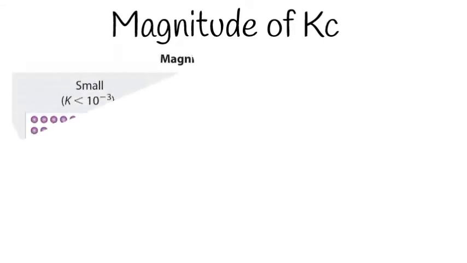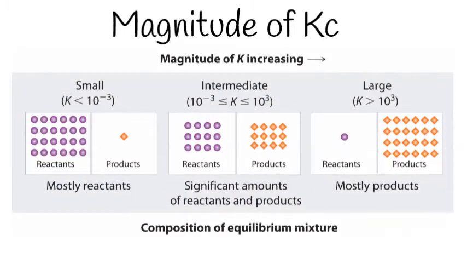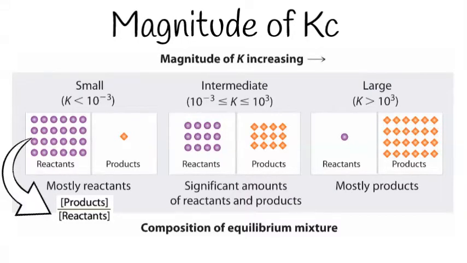Let's take a look now at what the actual value of Kc means. You can see by this diagram here that if the K value is really small, so we've got a number of less than 10 to the power of -3, that tells us that we've got a lot of reactants and not many products. So we say the equilibrium position lies to the left in this case. Think of this mathematically. If we've got a larger number on the bottom and a small number on the top, that gives us a tiny number.